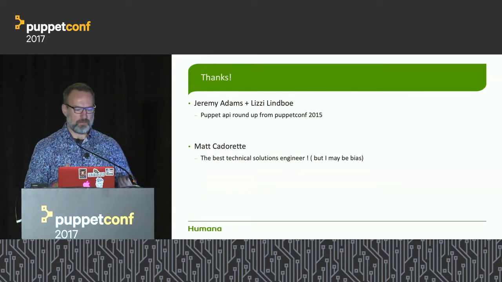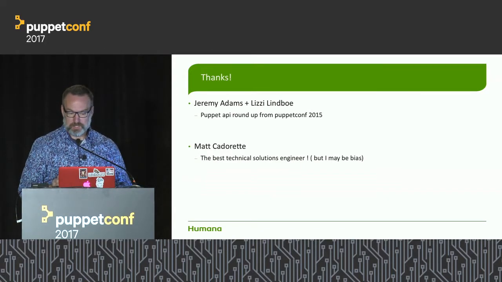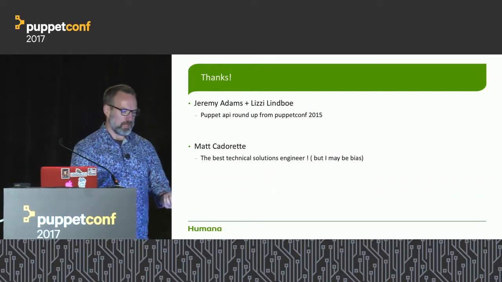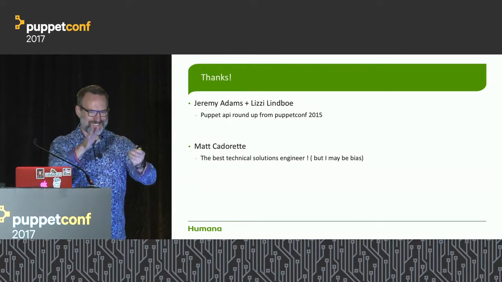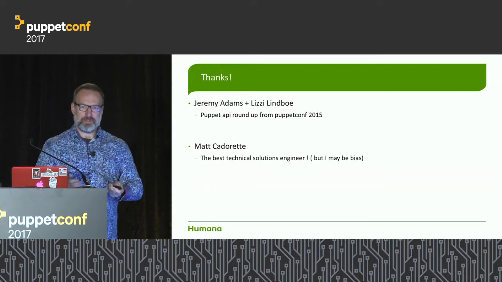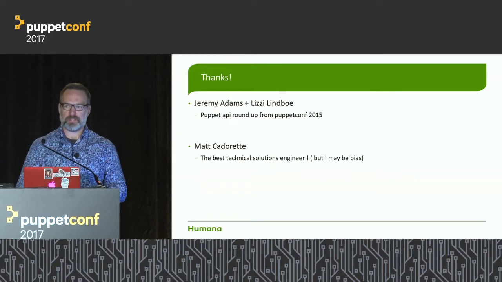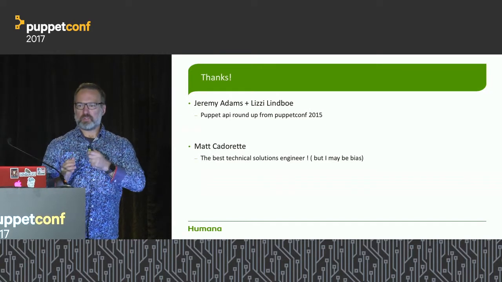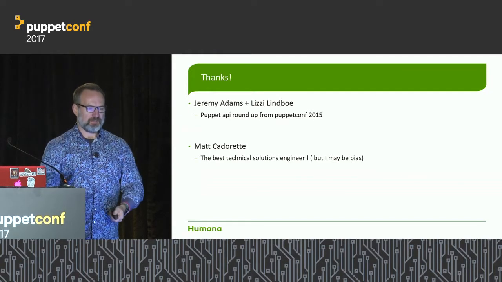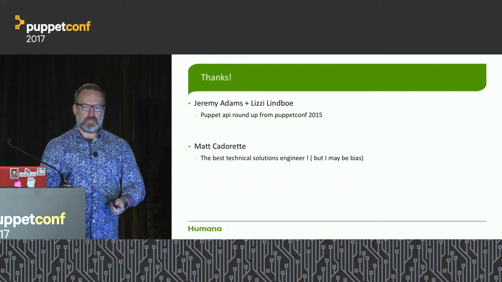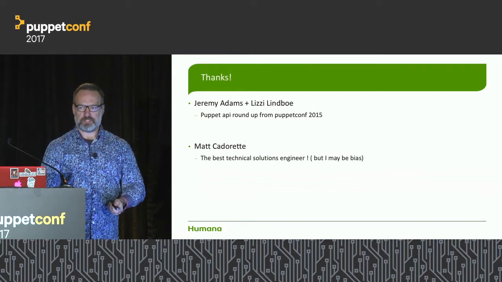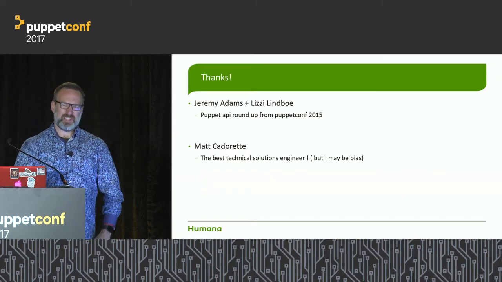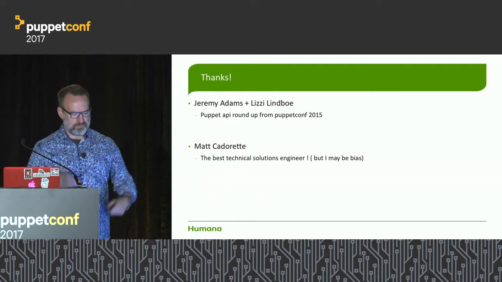Quick word of thanks. I want to thank Jeremy Adams and Lizzie Libdown, I believe. They had a presentation in PuppetConf 2015, Puppet API Roundup. It was great. I looked at it and thought, wow, I didn't know I could do this. I didn't know I could take some of these shortcuts. I didn't know this was available, or I knew about it, but I didn't quite understand it. And so I looked at it and said, this is really cool. I need to find a way of getting curl approved to be installed on my Windows machine at work, and then write some scripts around that and work some processing. And then I was like, well, PowerShell can do some of this stuff. So I looked at that.